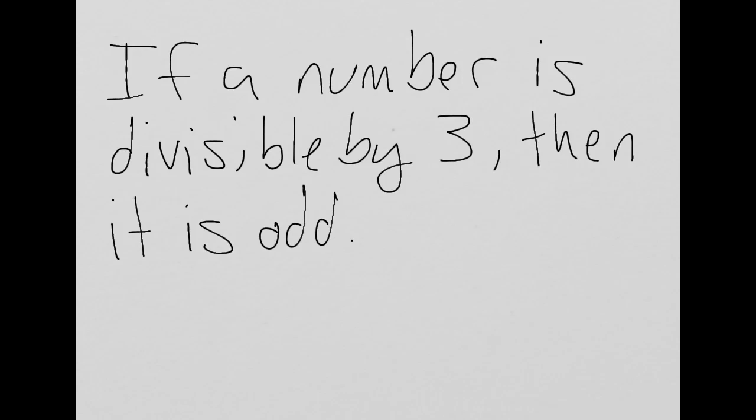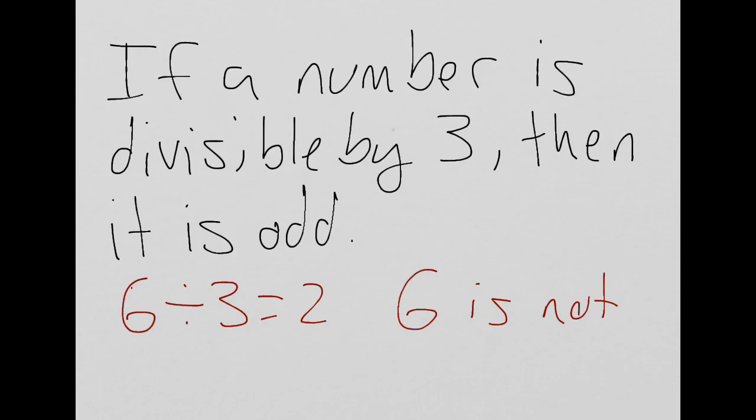So let's take a look at this situation where I have 6. 6 is divisible by 3, but 6 is not an odd number. So this is actually a false conditional because we were able to find one counterexample that proved the conditional wrong.